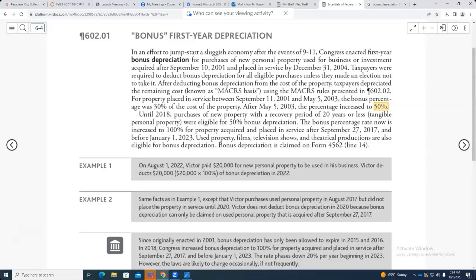On August 1st of 2022, Victor paid $20,000 for new personal property to be used in his business. Very good. Victor deducts $20,000, which is 100% bonus depreciation for year 22, in the same year. And why does he do that? Because he believes he has a lot of income in 2022, and this is a good option for him. And he believes in 2023, 24, 25, he's not going to be that lucky making that much money. So it's better to take advantage of this as much as possible right now.